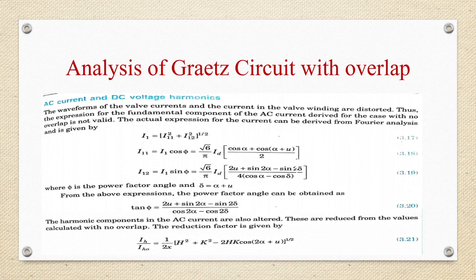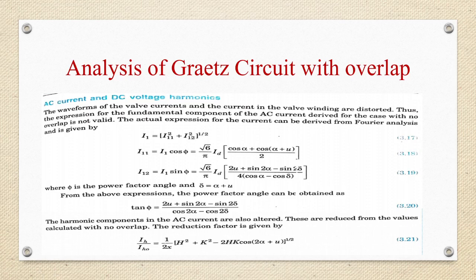AC current and DC voltage harmonics. Waveforms of the valve currents and the current in the valve winding will be distorted. So the expression for the fundamental component of AC current derived for the case with no overlap is not valid. The actual expression for the current can be derived from Fourier analysis, and it is given by I1 is equal to (I11 square plus I12 square) whole power half.